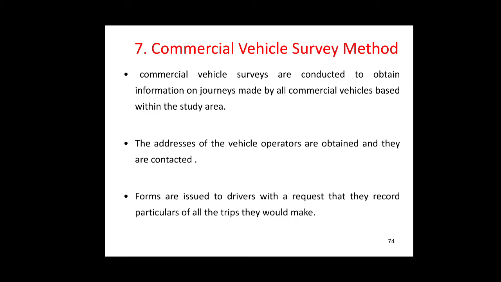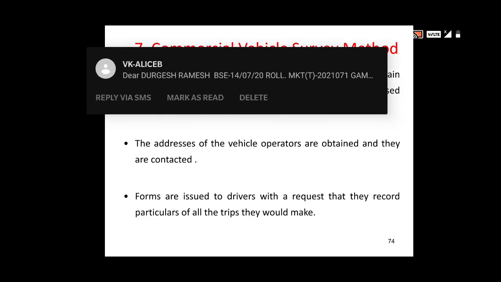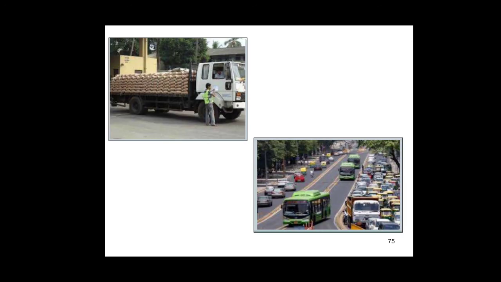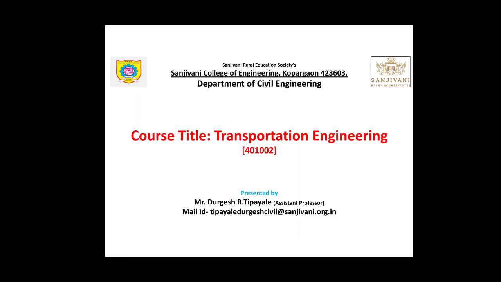Now the public transport moves from a fixed origin to a fixed destination, whereas in the case of commercial vehicles, when they are being used by consumers as private vehicles, the forms will be issued to the drivers, which will have their questionnaire, and they will record the particulars of their trip when they move on the road. The private vehicles might be trucks, private cars, etc. With this we shall stop.